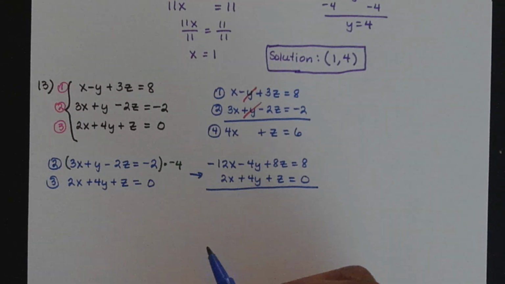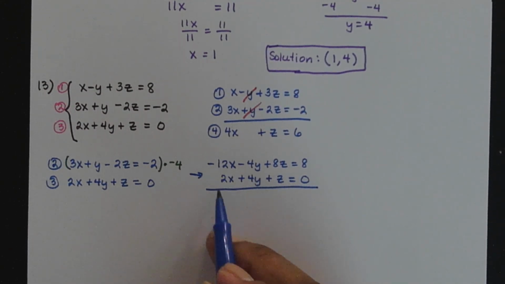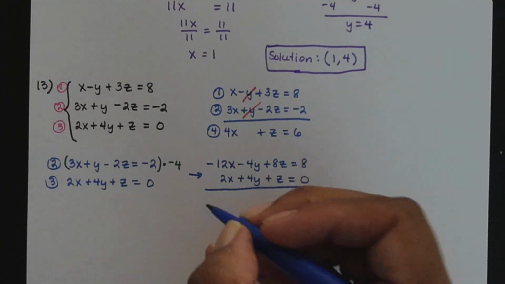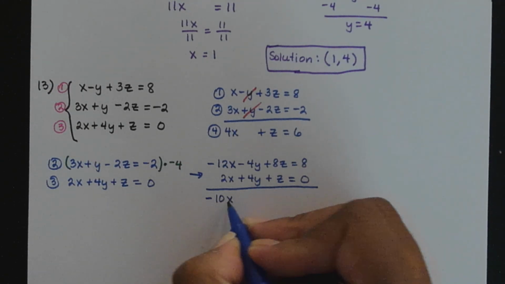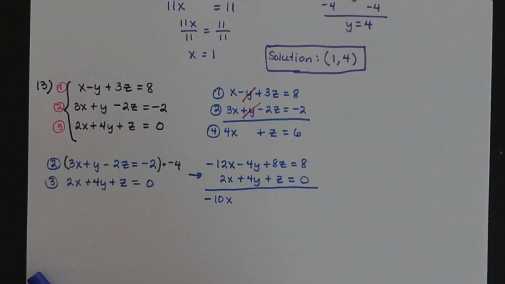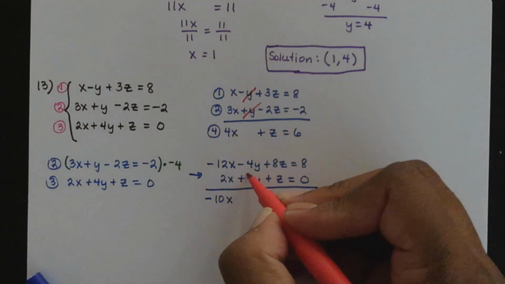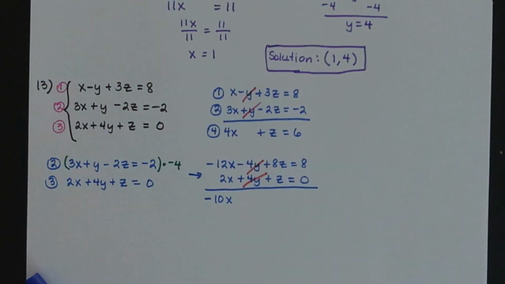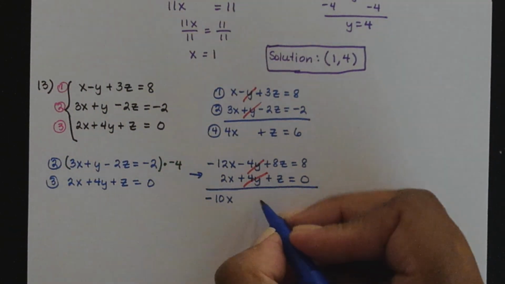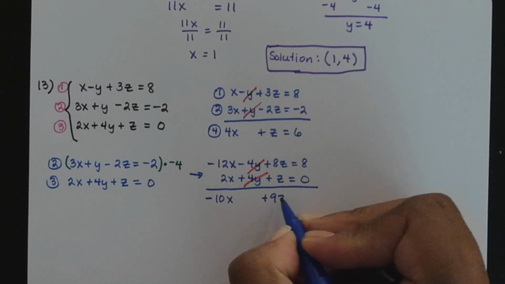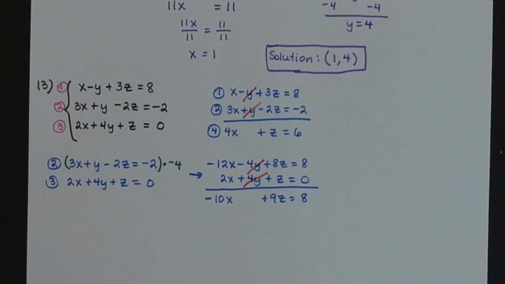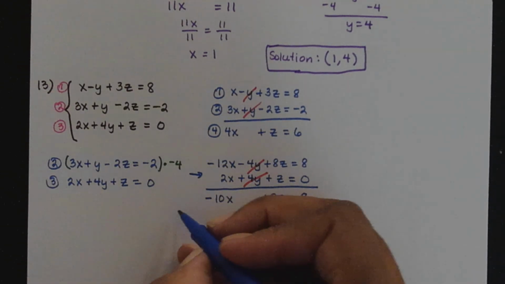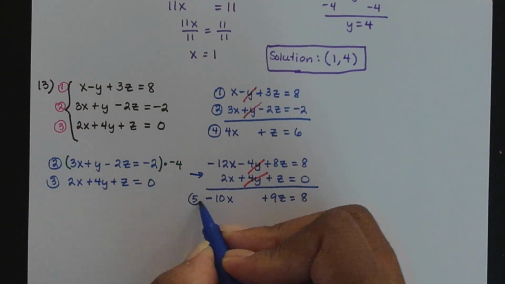And then we'll add those two equations together. Negative 12x plus 2x will be negative 10x. And then minus 4y and that plus 4y add to 0. That's gone. 8z plus 1z will be plus 9z equals 8 plus 0, 8. So I have negative 10x plus 9z is equal to 8. This is equation 5.